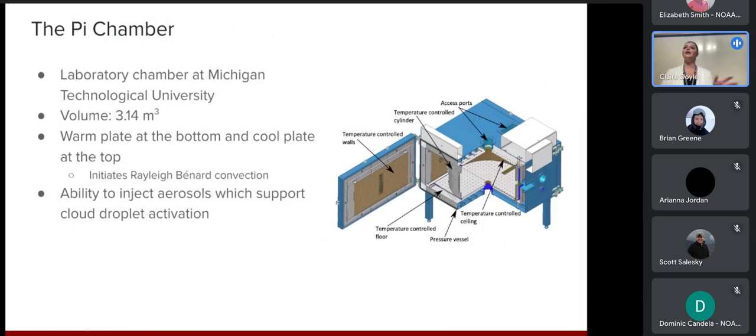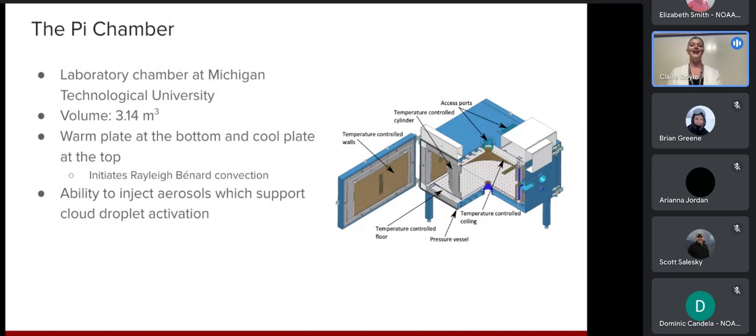First, we're going to take a look at the pi chamber. Like I said, this is a laboratory chamber at Michigan Technological University. It is called the pi chamber because it has a volume of 3.14 meters cubed, and it is characterized by a warm plate at the bottom and a cool plate at the top. These temperature differences initiate Rayleigh-Bénard convection.